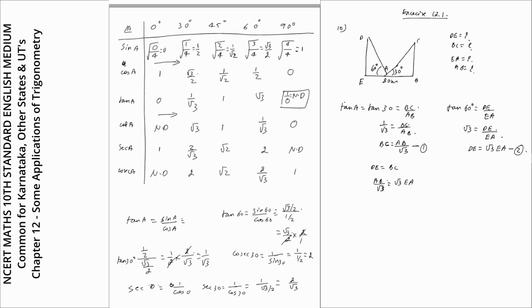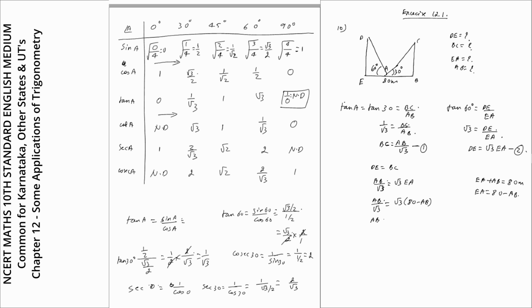Now what is the relation between EA and AB? EA plus AB is equal to 80 meters. The width of the road is 80 meters, that is the distance between the poles is 80 meters. Therefore EA is equal to 80 minus AB. Now in place of EA I'll substitute 80 minus AB. So AB by root 3 is equal to root 3 into 80 minus AB.